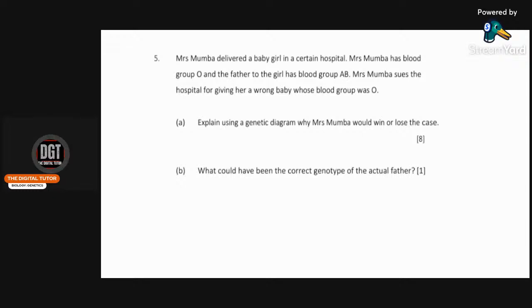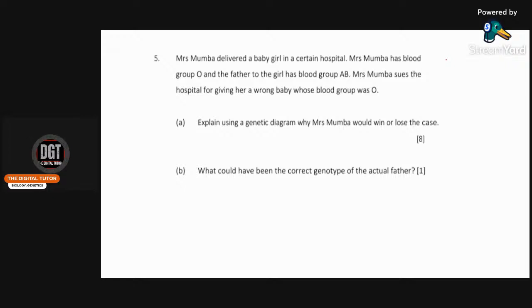Mrs. Mumba delivered a child, a baby girl, in a certain hospital. Mrs. Mumba had a blood group O and the father to the child has a blood group AB.